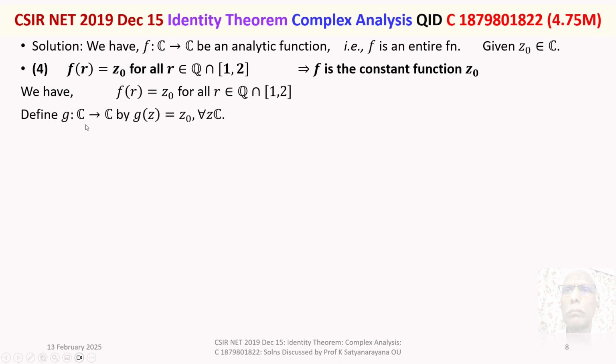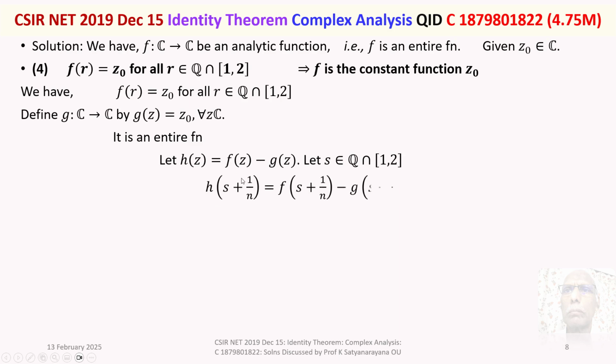Define g from C to C by g of z is equal to z naught for all z belonging to C. It is an entire function. Being a constant function, it is an entire function. Let h of z is equal to f of z minus g of z. Let us take s belonging to Q intersection 1 comma 2. It is a rational number in the closed interval 1 comma 2.